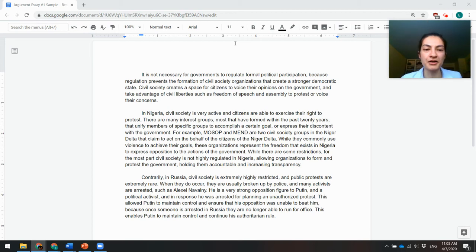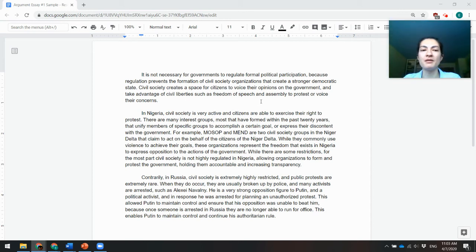So let's dive into the actual words. This first paragraph gives us a 2-sentence thesis reading: "It is not necessary for governments to regulate formal political participation." Pause right there. This person has already made a defensible claim in response to the prompt. So they're 2 out of 3 tick boxes away from getting that full thesis point.